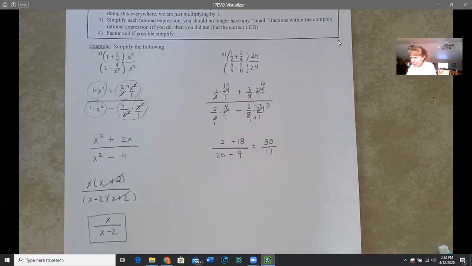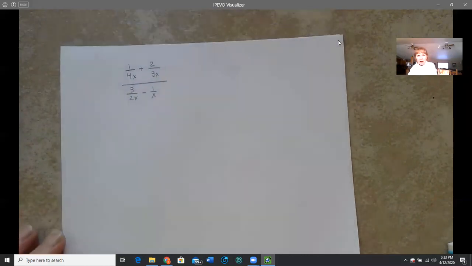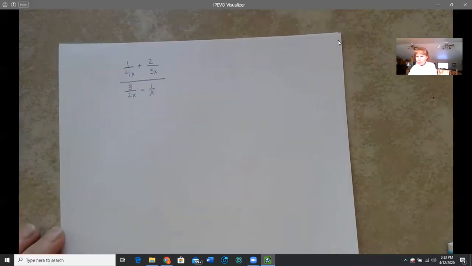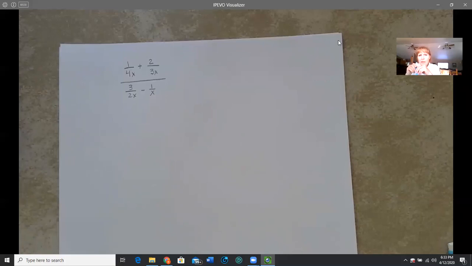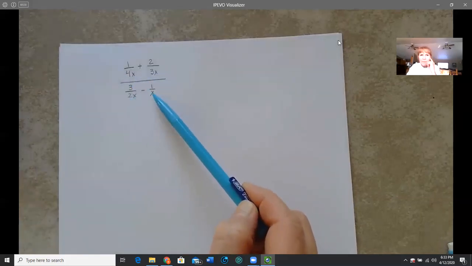Okay, I think here I have another one I'd like to look at. Now this one is not in your notes. If you need to, you can copy that down. But I have 4 fractions within an overall larger fraction, this complex fraction. And so I'm going to look at my individual denominators and find the least common denominator of all 4 of those. My denominators are 4x, 3x, 2x, and just an x.